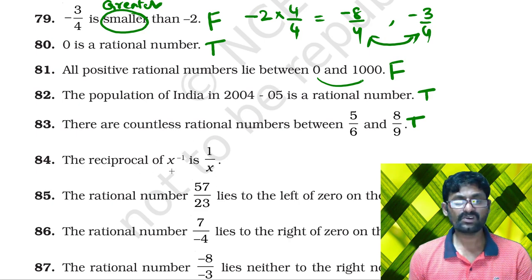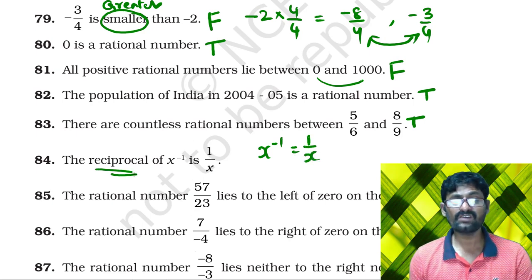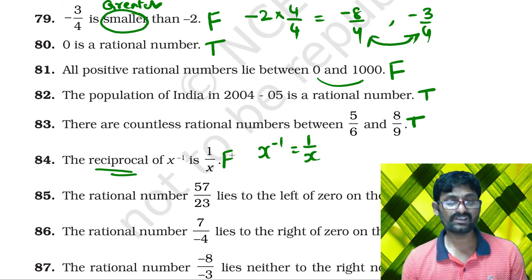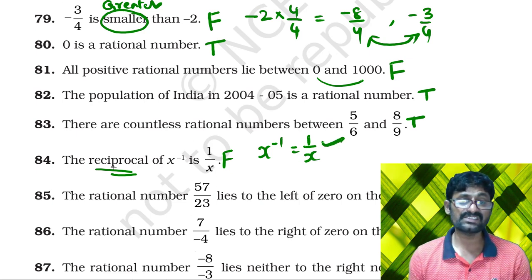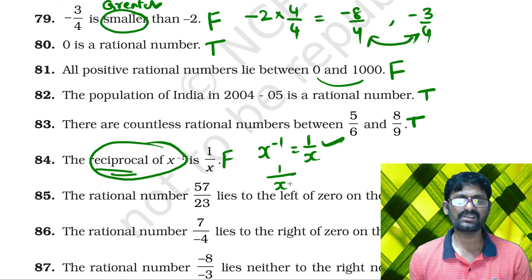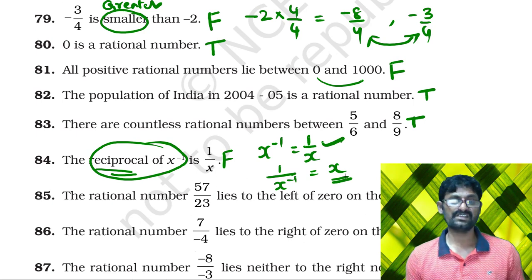84. The reciprocal of x power negative 1 is 1 by x. Actually, x power negative 1 is equal to 1 by x. Given that the reciprocal of x power negative 1 is 1 by x, this is a false statement. Don't get confused. X power negative 1 equal to 1 by x, that is correct. But the reciprocal of x power negative 1 means 1 by x power negative 1, and that will be x. So this is a false statement.